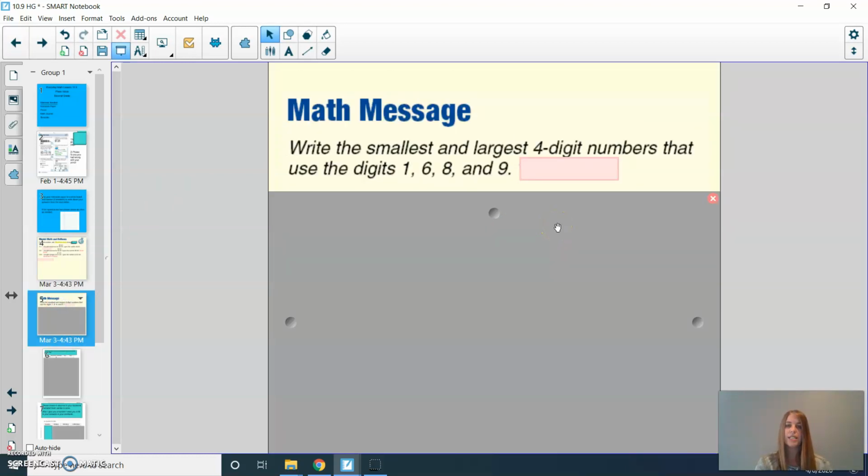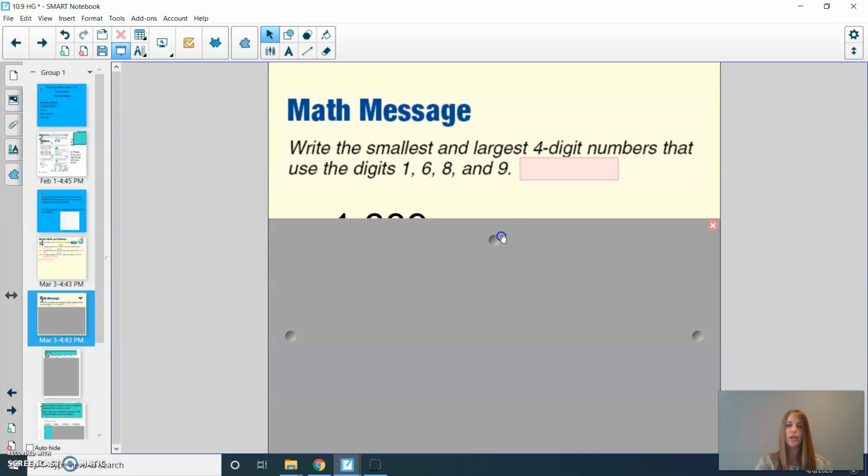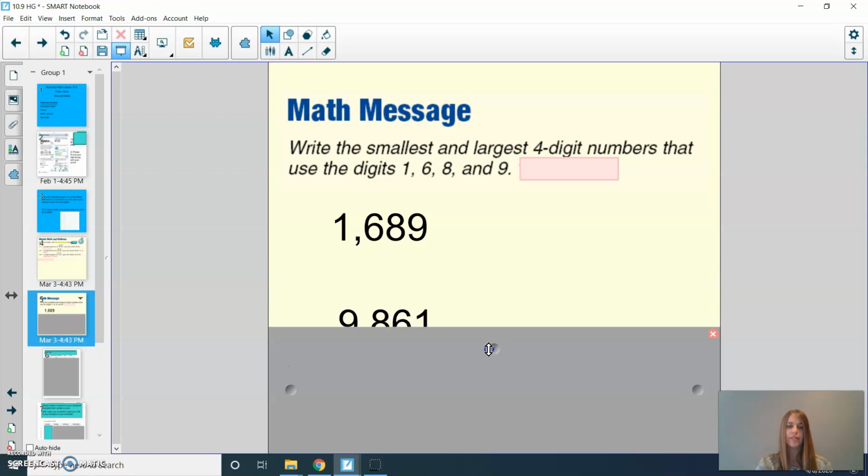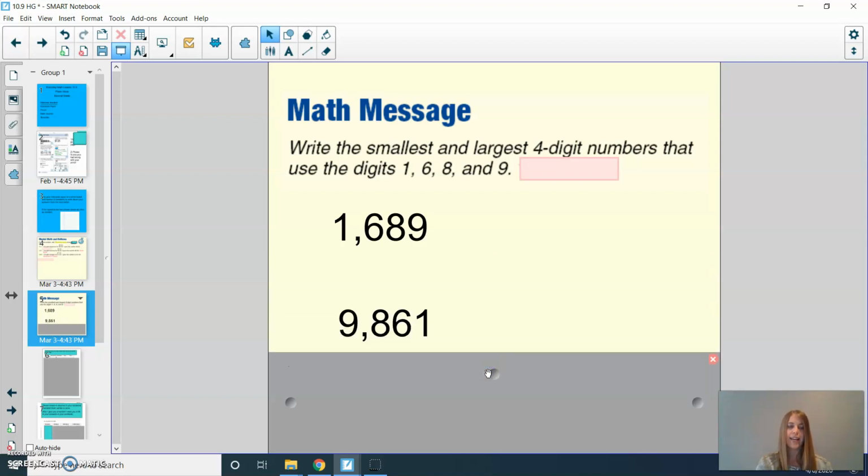Write the smallest 4-digit number using the digits 1, 6, 8, 9. If you wrote down 1,689, that is correct. Now write down the largest 4-digit number using those same digits. If you said 9,861, you are correct.